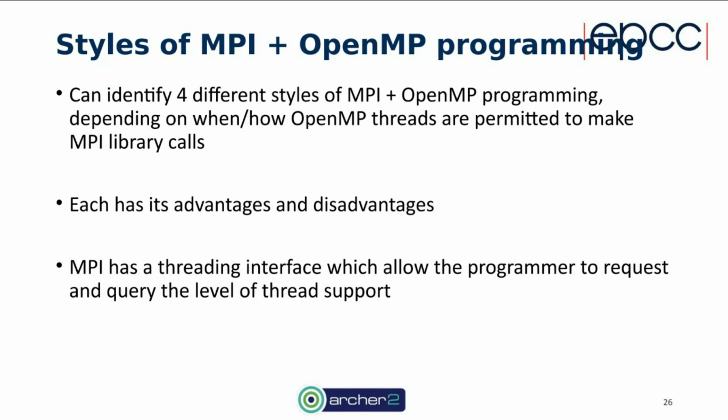So let's think more about the practicalities of programming. So we can actually identify 4 different styles of MPI plus OpenMP programming, and these depend on when and how the OpenMP threads are permitted to make MPI library calls. Each of these has its advantages and disadvantages, which I'll talk through. And MPI has a threading interface which allows us as programmers to request and query the level of thread support that the MPI library provides.